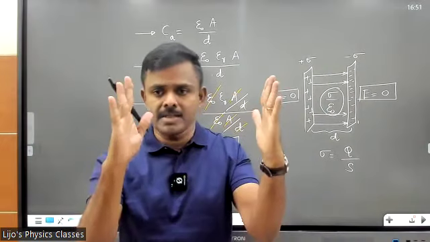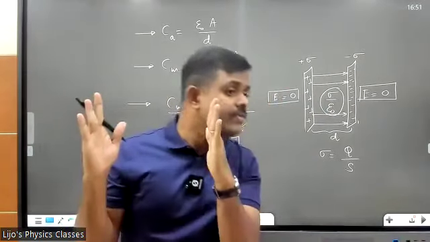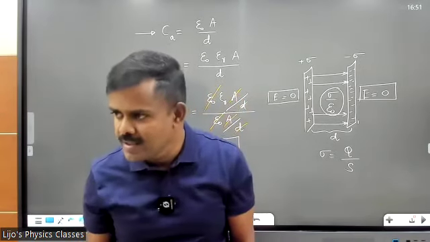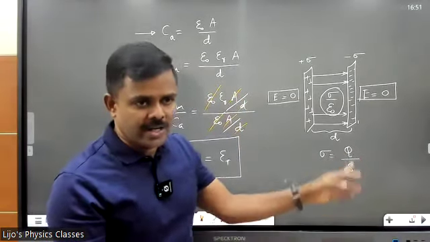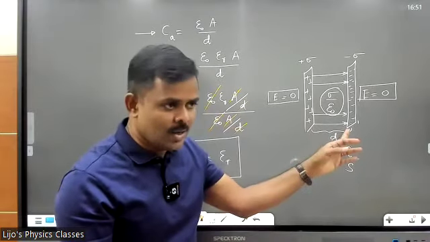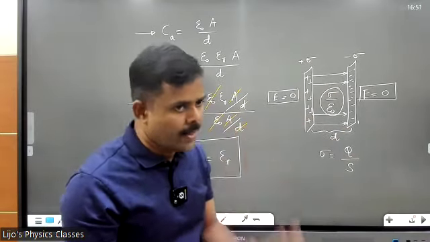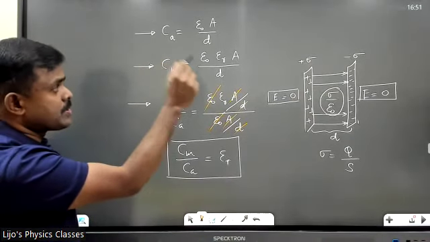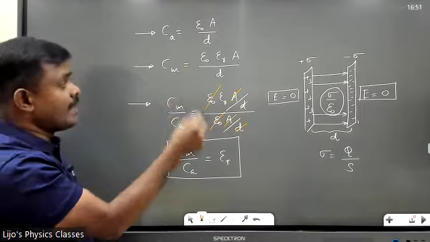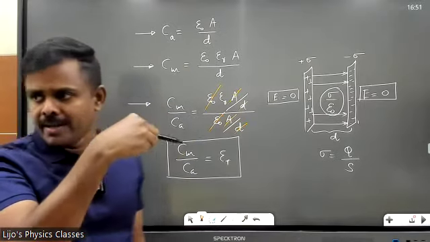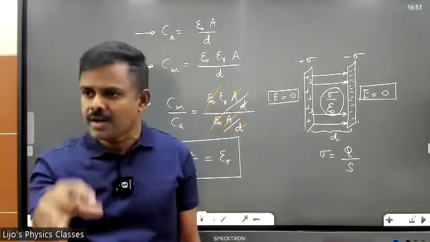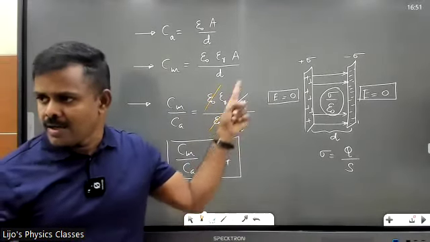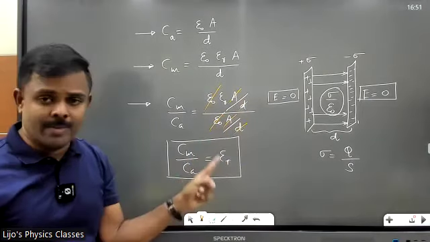If you have the plates like this, electric field here is 0, electric field here is 0, electric field here will be sigma by epsilon 0. Correct? Sigma is total charge by total area. The spacing is small d, plate area is capital A. Then I told you capacitance with air is epsilon 0 A by d, and if you completely fill it with a medium, not partially, it is epsilon 0 epsilon R A by d.